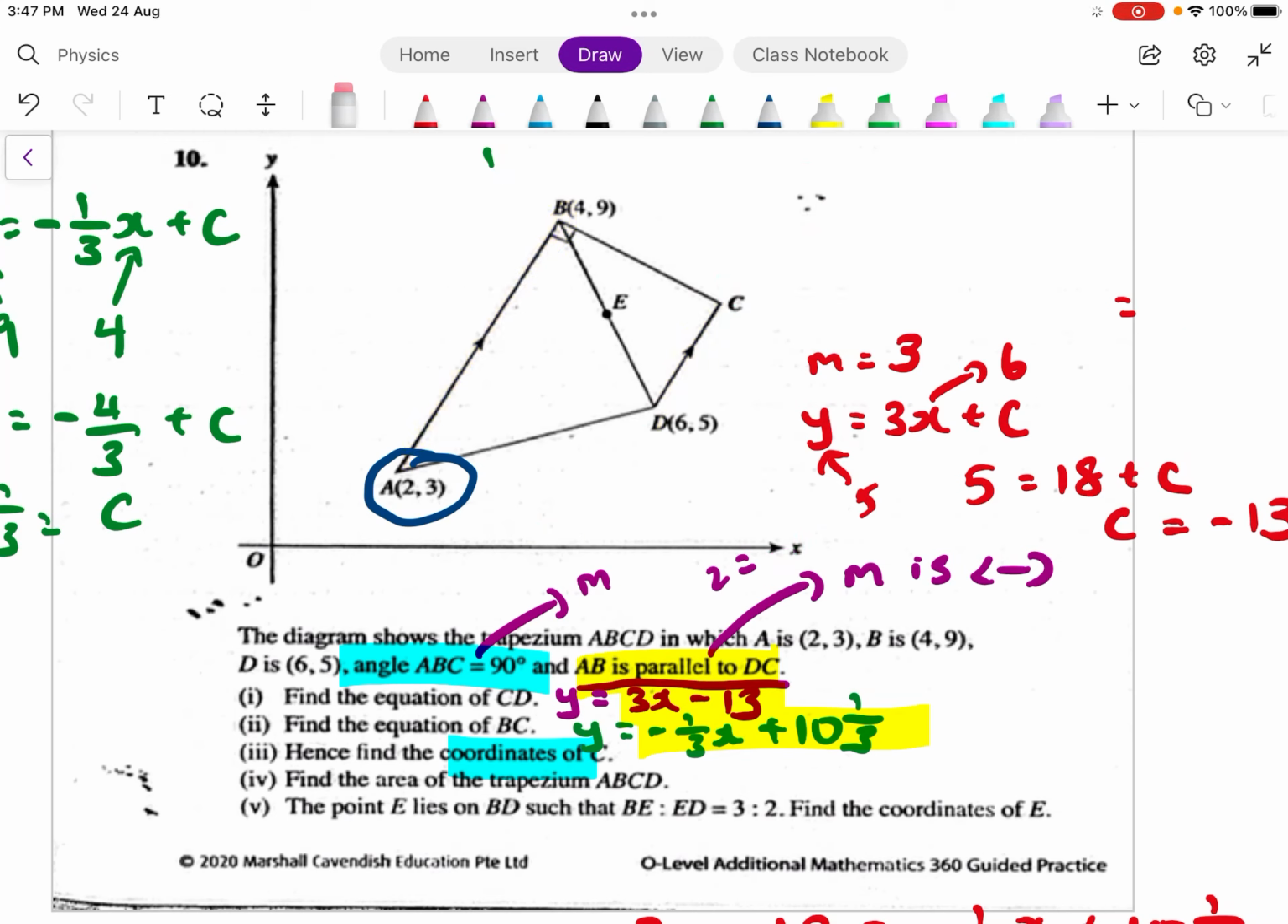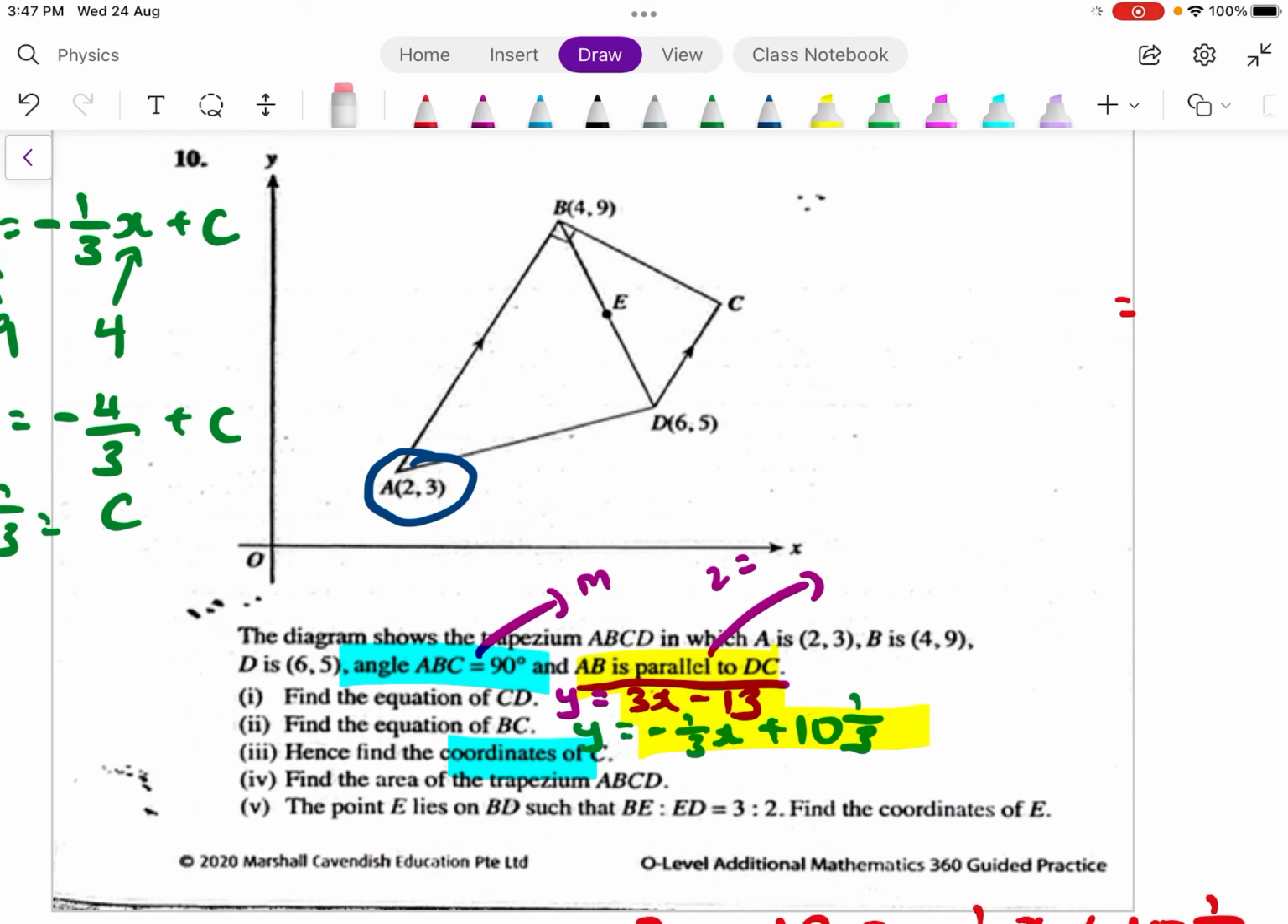Okay, for this type of question, we need to go back to a bit of E-maths, back to the chapter on congruency and similarity. If you label BE and ED, BE is this. Let me just label. So this is 3 units. Then ED is 2 units. They want us to find the coordinates of E.